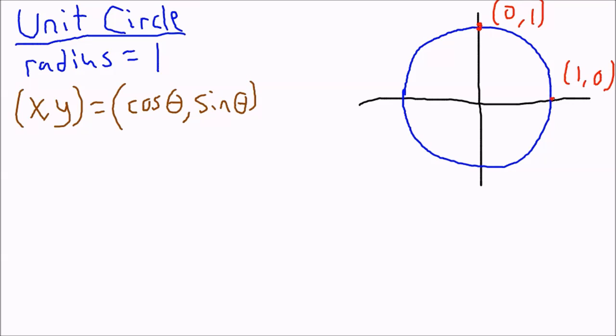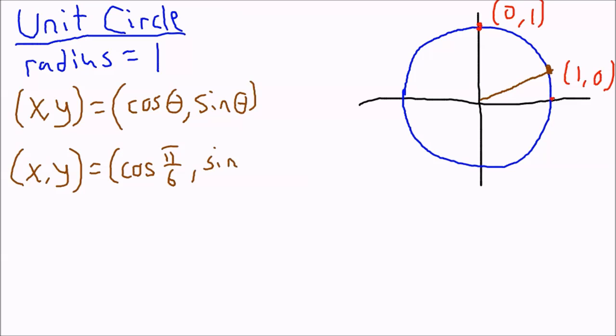Alright, so let's give ourselves an example. Let's say I wanted to find the x and y coordinate for when theta equals 30, about right there. Well, then I say that (x, y) equals, plugging in 30 degrees, or pi over 6, the cosine of pi over 6, comma, sine of pi over 6.